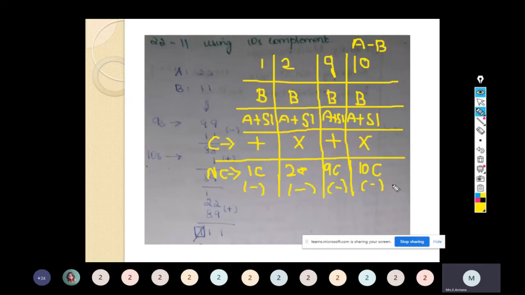It is summarized in this table. Step 1, the first step is to take the complement for the given problem. If it is of the category A minus B, first we find 1's complement for B. Here we find 2's complement for B. Here 9's complement for B. Here 10's complement for B. Step 2, the step 1 result is added with A. This is the same for all: A plus step 1 result. What is the step 1 result? That is the complemented result.